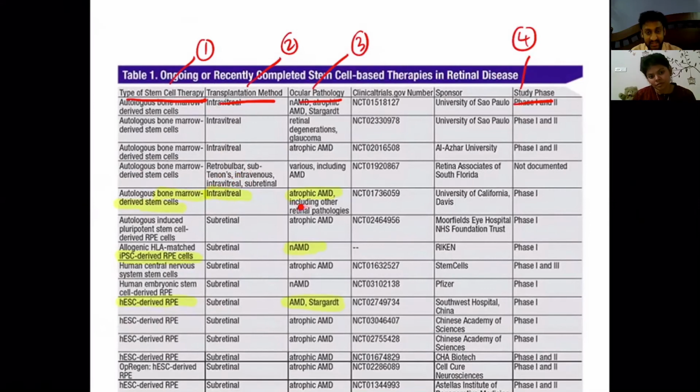And look at the diseases. Atrophic age-related macular degeneration, ARMD, is one area where still a lot of research is going on as far as treatment is concerned. Stargardt's disease is another disease like Yogapriya has mentioned. And what is the study phase? Where are they using? So just understand, this is how they actually make use of stem cells in ophthalmology and the treatment of ocular diseases.